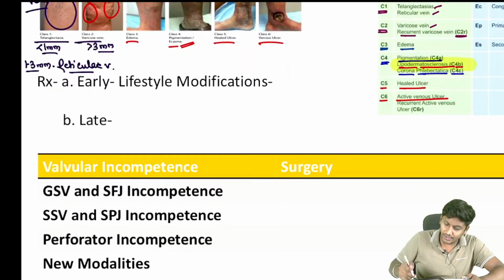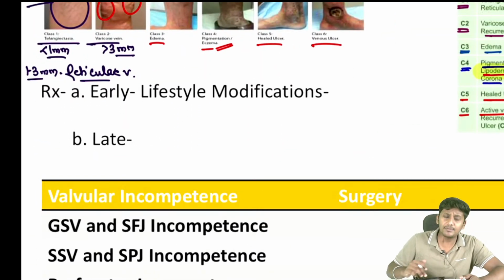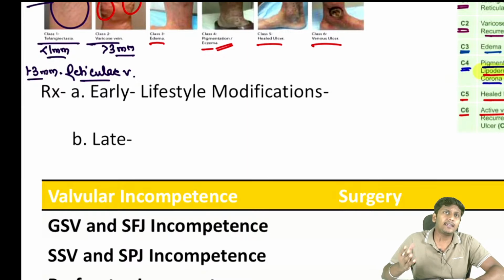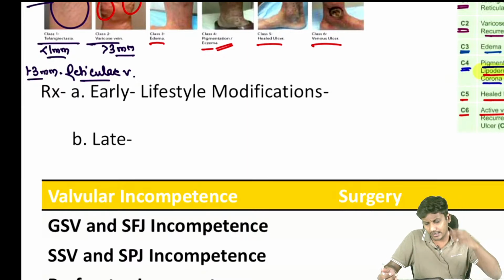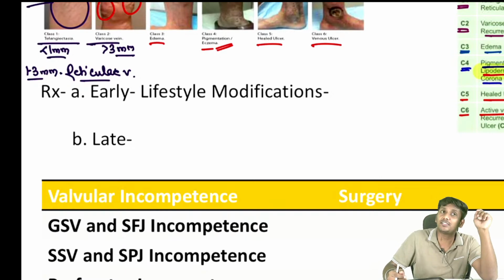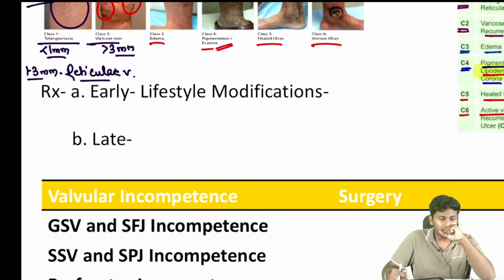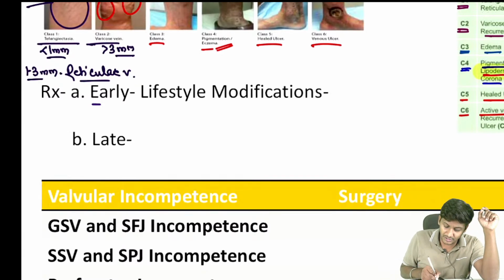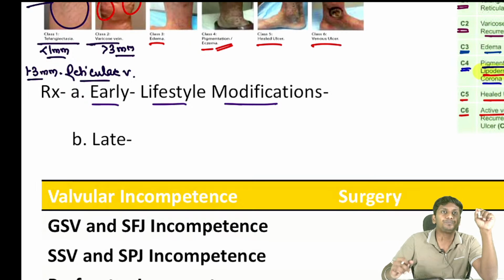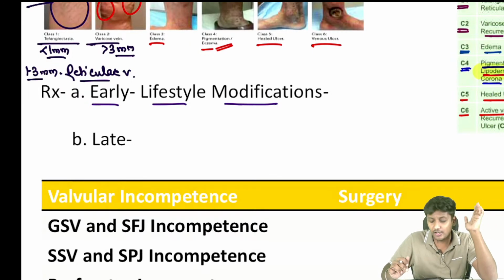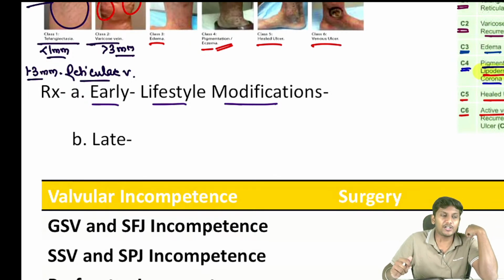Now, if I talk about the treatment, if the patient comes to us in early stages, that means telangiectasias or reticular veins, in many such conditions. If the patient comes to us in the early stages itself, then the management has to be lifestyle modification. If I talk about lifestyle modifications, what will we do in the patient?